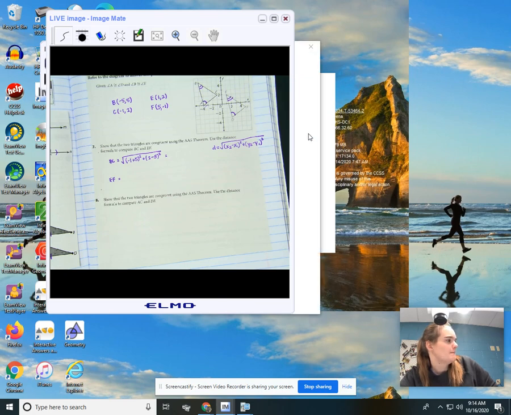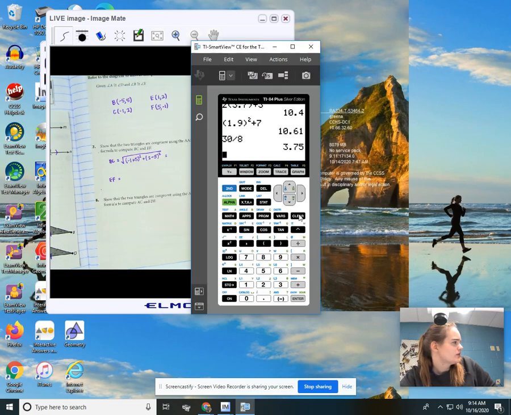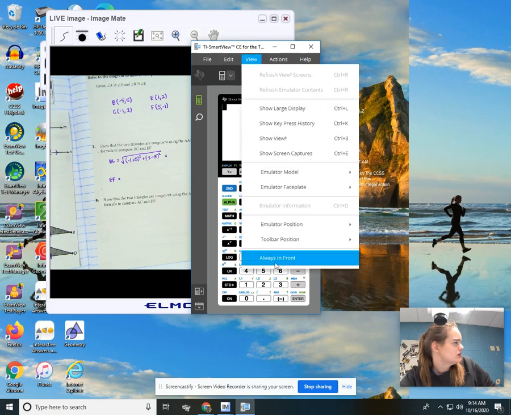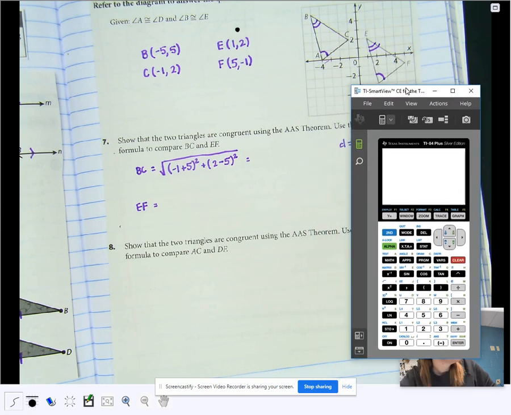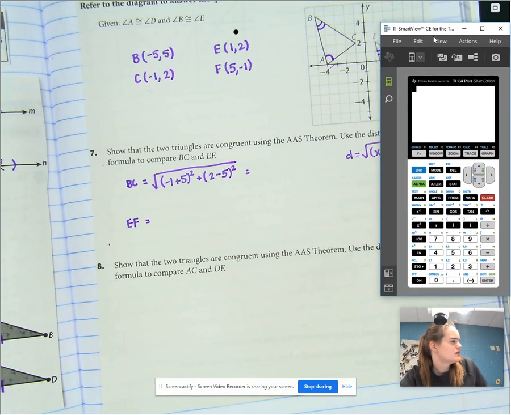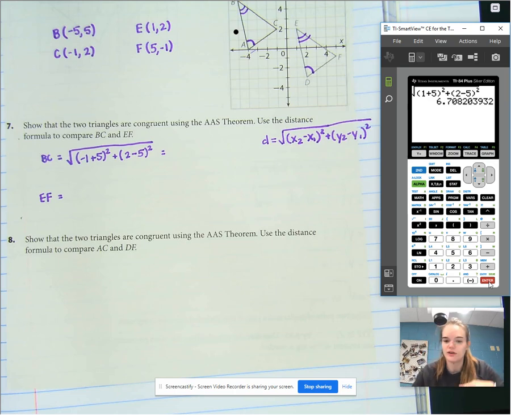This is my calculator pulls up. Okay. Let me make sure it's always at the front. Okay, so second x squared, and I've got 1 plus 5 squared plus 2 minus 5 squared. And that's 6.7, I'm going to round to.